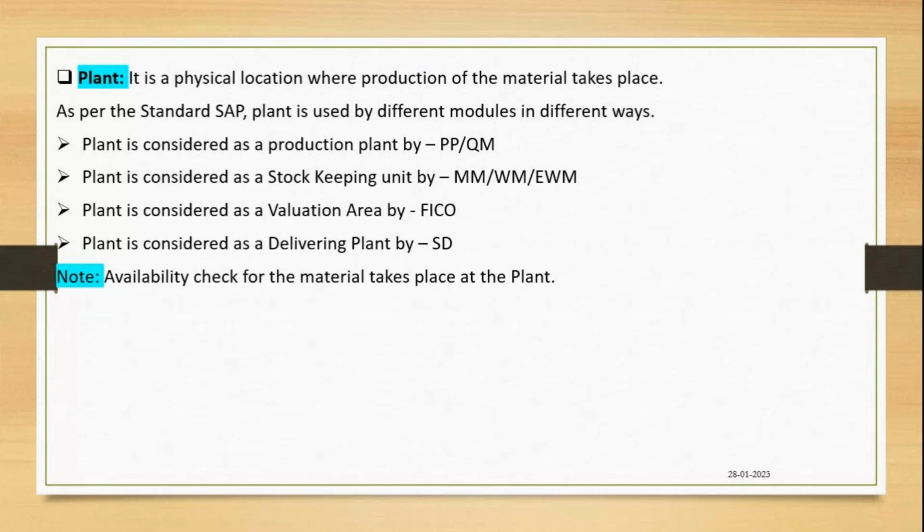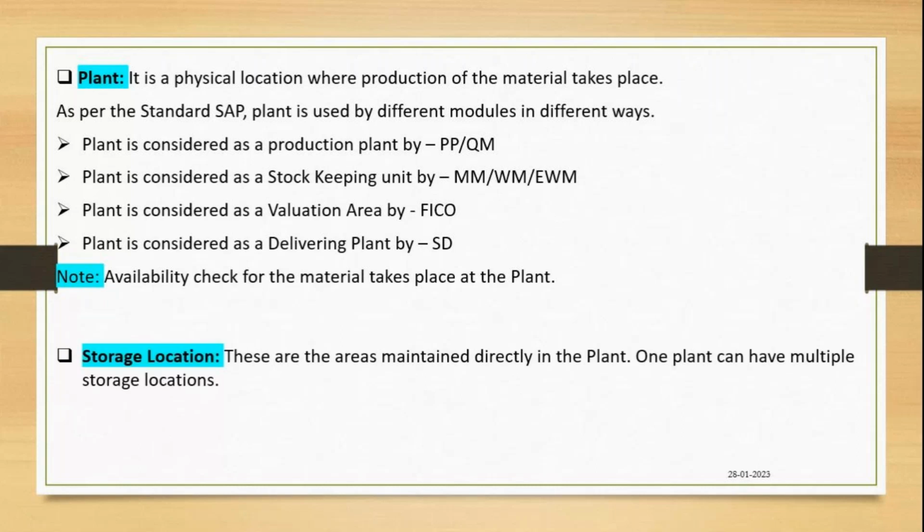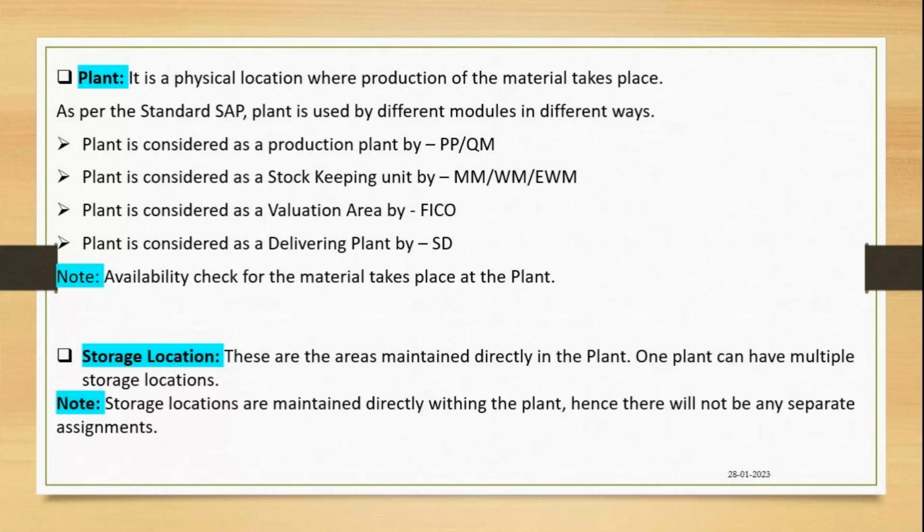Okay. Then the storage locations, already told, storage locations are maintained directly in the plant. One plant can have multiple storage locations. Like I told you, for raw material I have some portion in the plant, for finished product, some for semi-finished product, for returned goods, for quality inspection stock. Like that, we can have multiple storage locations within a plant. There is no separate assignment. Storage locations are maintained directly within the plant, hence there will not be any separate assignments. We have not done any separate assignments for the storage location.